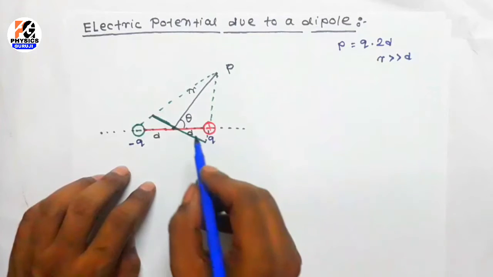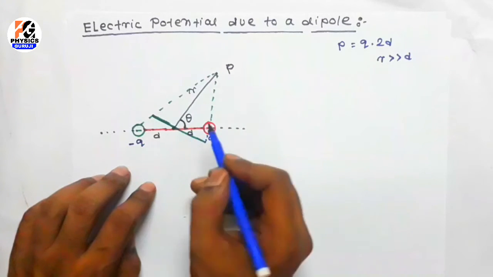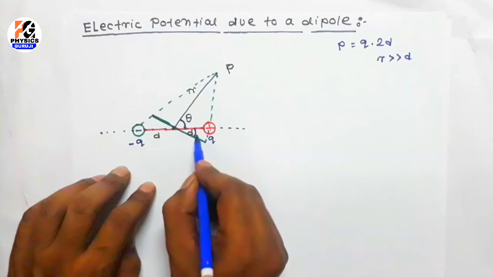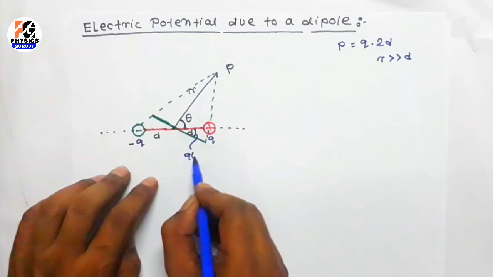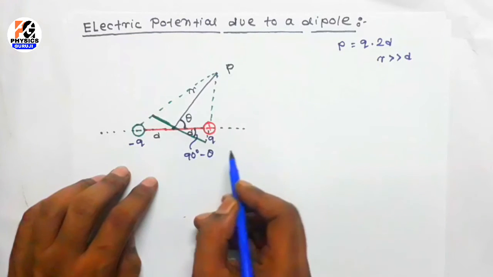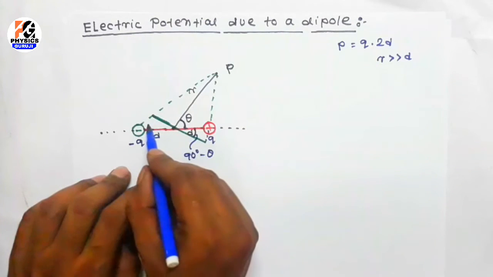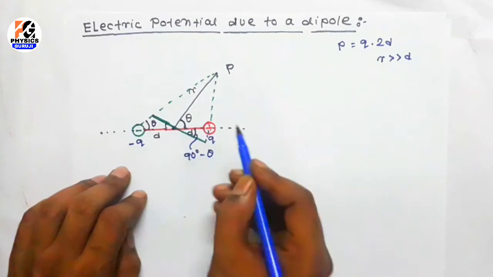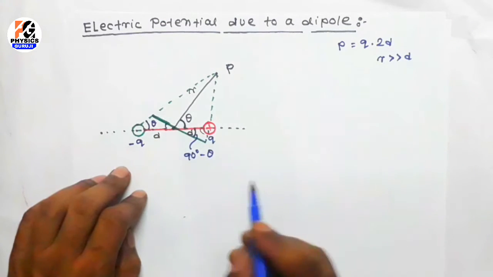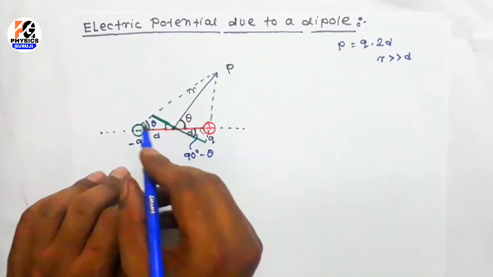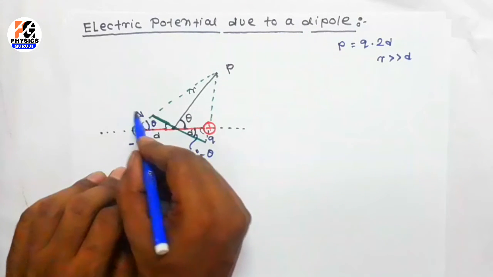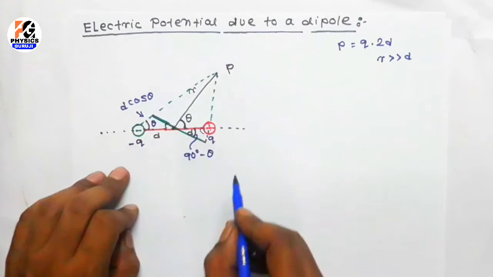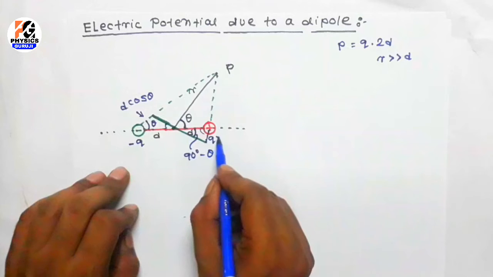Now let's see, as this angle is theta, this angle is 90 degrees minus theta, and this angle is also 90 degrees minus theta, and that is why this angle will also be theta. So I can write this distance as d cos theta and this distance also as d cos theta.